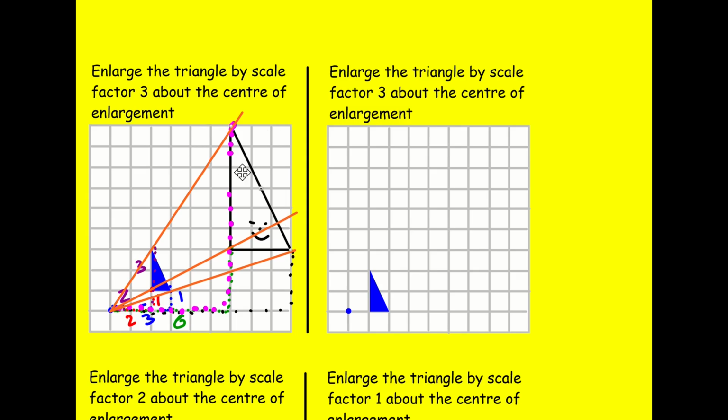This is the most common mistake I see. People think, oh yeah, that's the center of enlargement, so I'm just going to stick it right there. Well, that's not actually what's happening. We need to consider the ray line idea. That is incorrect. That one is correct. Okay, anyway, try the second example.